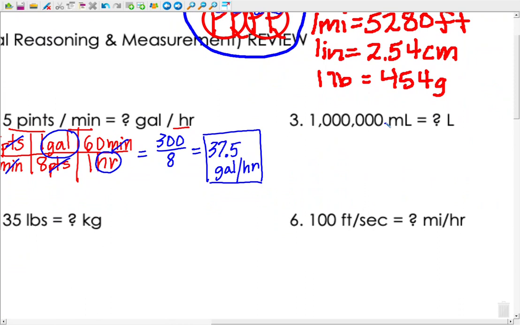And if I'm moving 3 to the left, this means my number becomes smaller. 1, 2, 3. And this gives me the number 1,000. 1,000 liters.